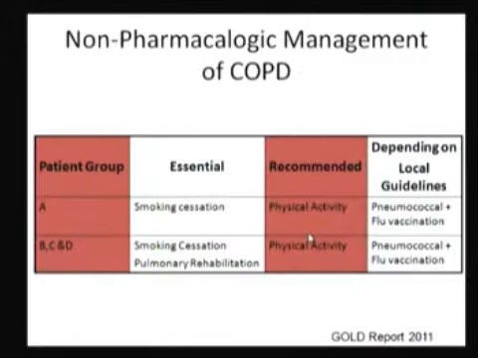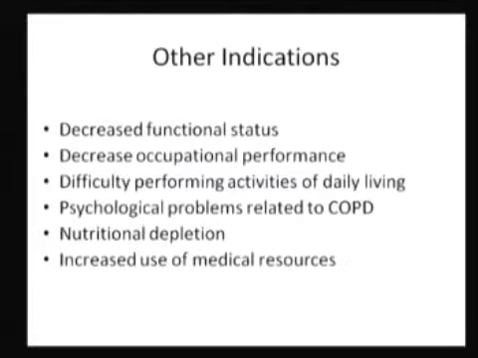And the weight of the evidence is so convincing that the most recent GOLD guidelines actually consider pulmonary rehabilitation as an essential intervention for patient groups B, C, and D. So they consider pulmonary rehabilitation as essential in addition to smoking cessation. Other indications beside what the guidelines say, specific patients that may benefit: patients who have decreased functional status, decreased occupational performance, difficulty performing activities of daily living, psychological problems related to COPD, nutritional depletion, and increased use of medical resources may benefit.